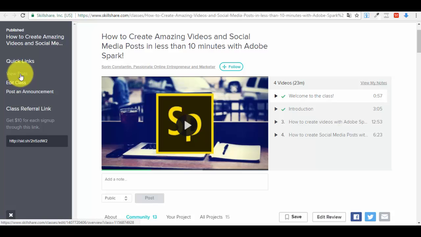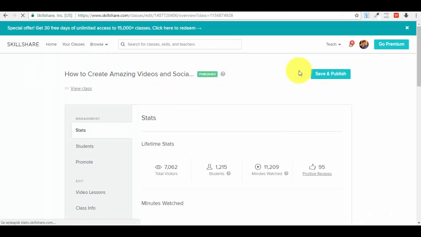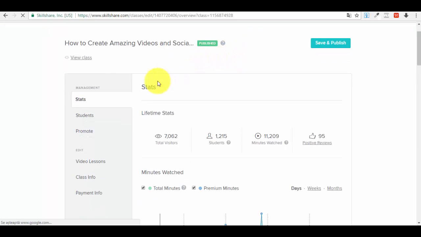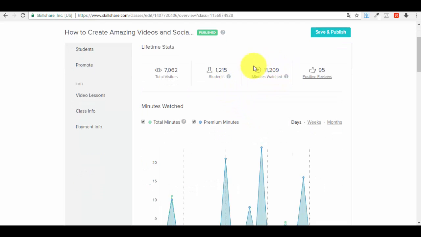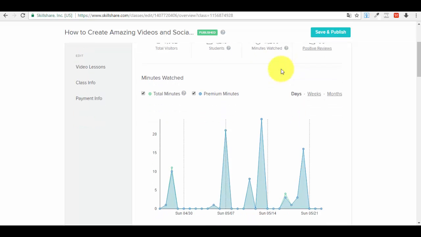You can see that in the left side menu I have stats here. Let me just go ahead and enter in the stats section. So what you can see right now is the total number of visitors, okay, over 7,000 visitors, total number of students, 1,215 students, and minutes watched, almost 12,000 minutes, which is not bad at all.